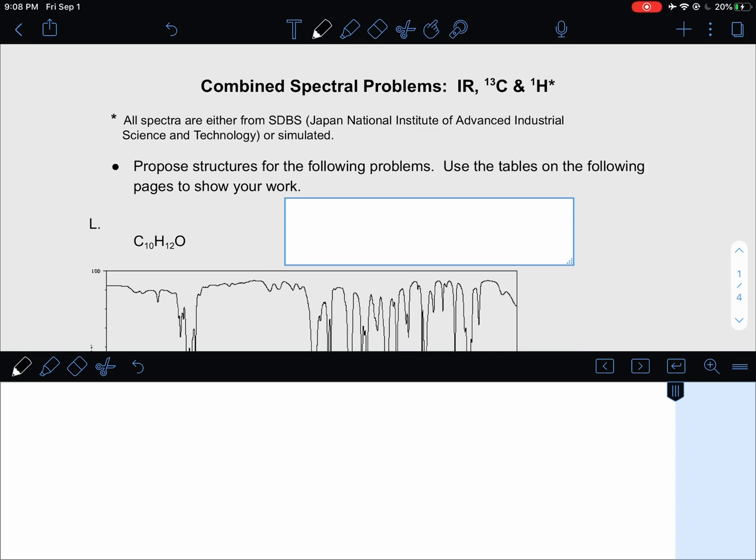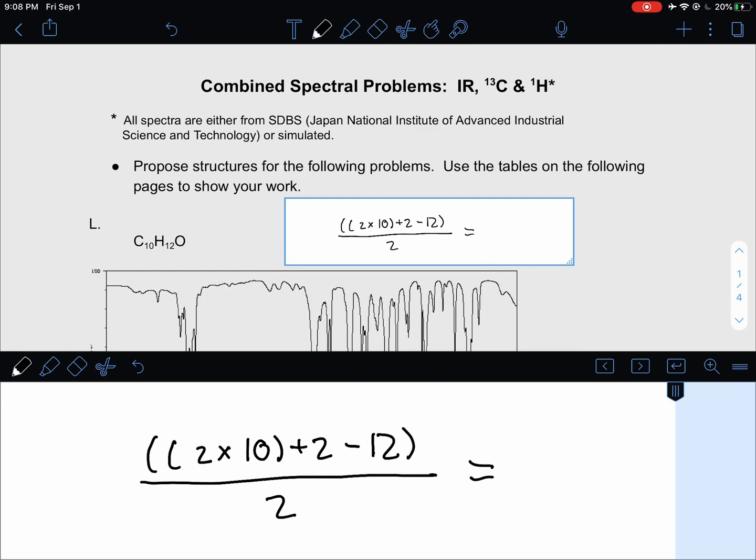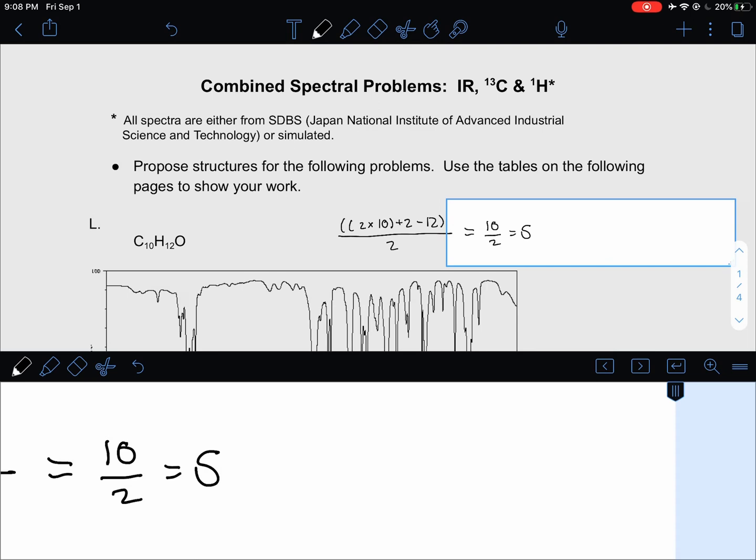Next, we wanted to look at the degree of unsaturation. Because we only have C's, H's, and O's, it's going to be 2 times our C, which is 10, plus 2 minus our H's, which is 12, all divided by 2, which equals 10 over 2, which equals 5. This shows us that we are most likely going to have an aromatic ring and an additional double bond.